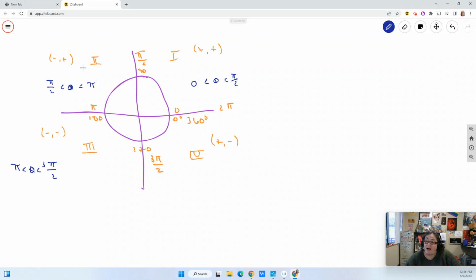So from pi to 3 pi over 2 is going to be in quadrant 3. And then we've got 3 pi over 2 less than theta less than 2 pi. So given a radian, you can always tell what quadrant it fits into, based on whatever that fraction is, because when you're given a radian, it's usually going to have a pi value.